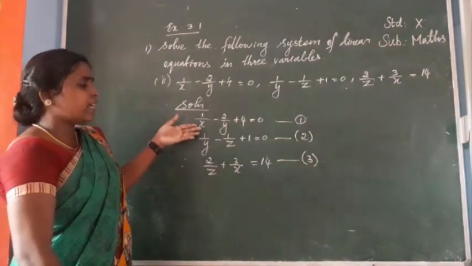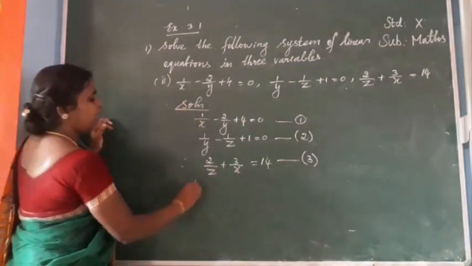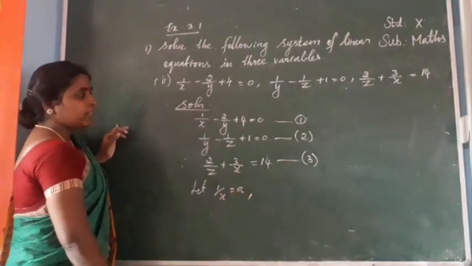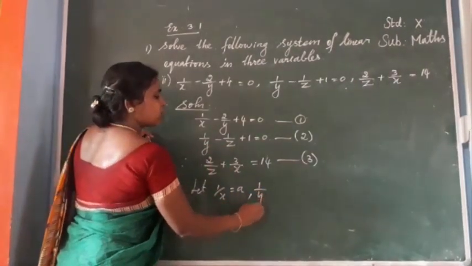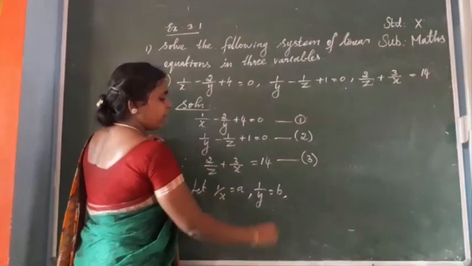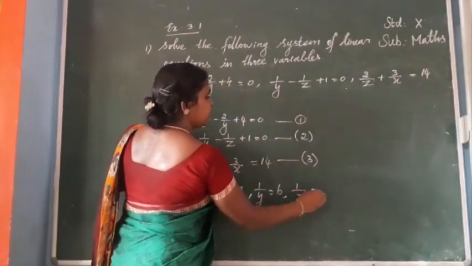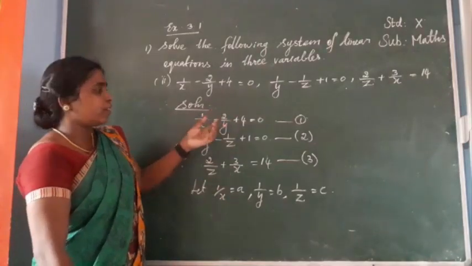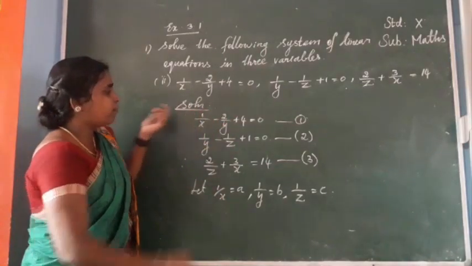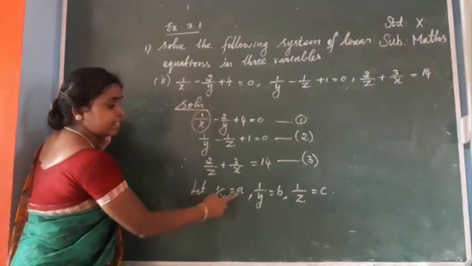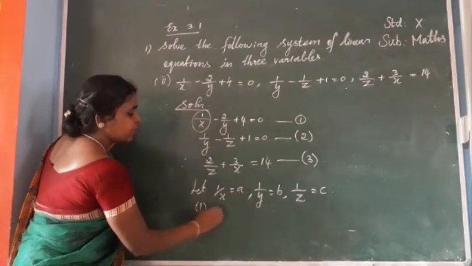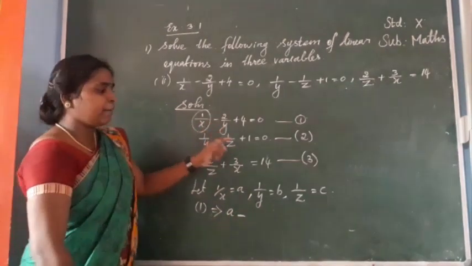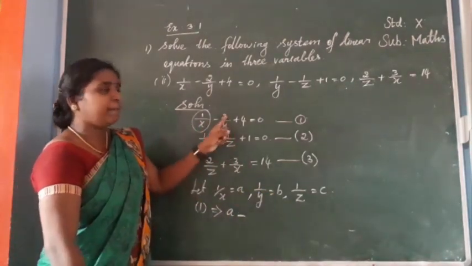If the variables are in the denominator, you see, let 1/x = a, next 1/y = b, next 1/z = c. So you have to substitute these values in the equation. Instead of 1/x, how to write? a. Next, 1/y means b.